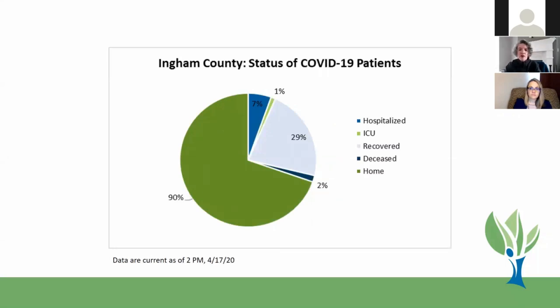So this is just another graph to show you, people who are at home. 90% of our folks are at home. We have the 6 deaths. The percent hospitalized is 7%. We have a 30%. Wait a minute, those numbers don't add up. 29 and 90 does not add up to 100.